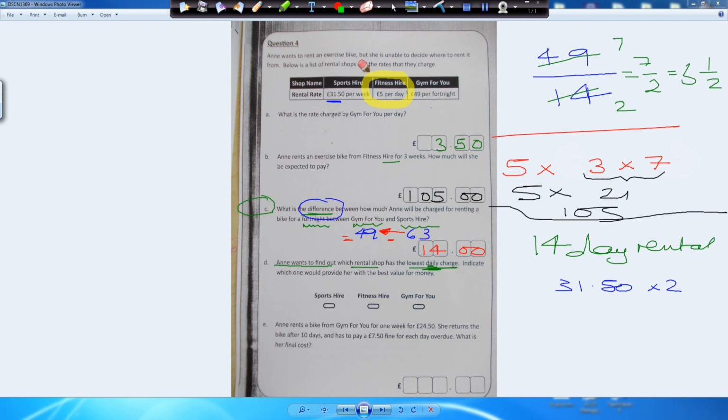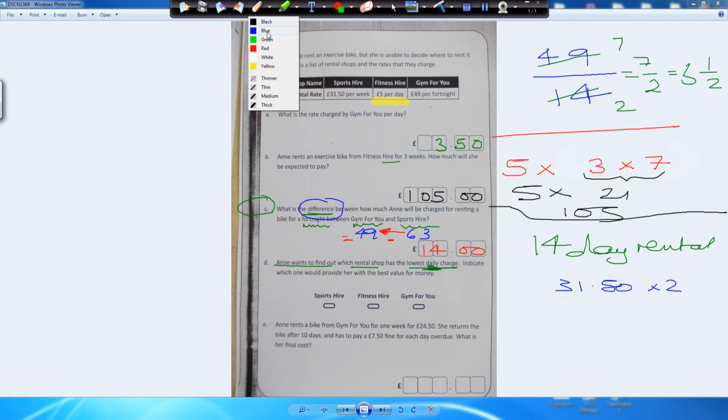Daily rate. Let's get rid of this. Okay, this is good. We already have one daily rate. Fitness High is how many pounds per day? Which is the one we have worked out? Gym for You. Did we work that out? Yes, £3.50. Okay, that's lovely.